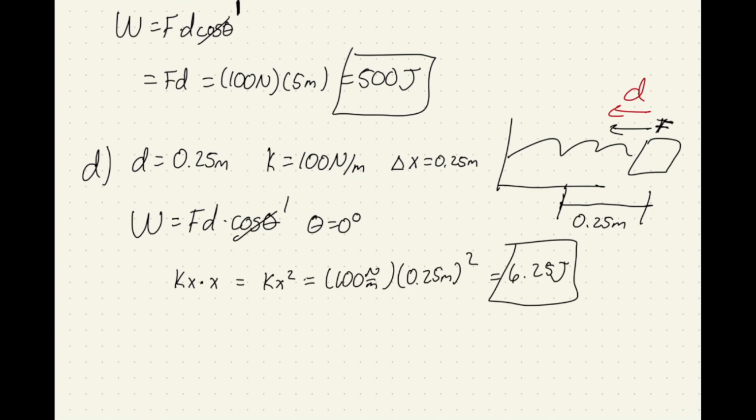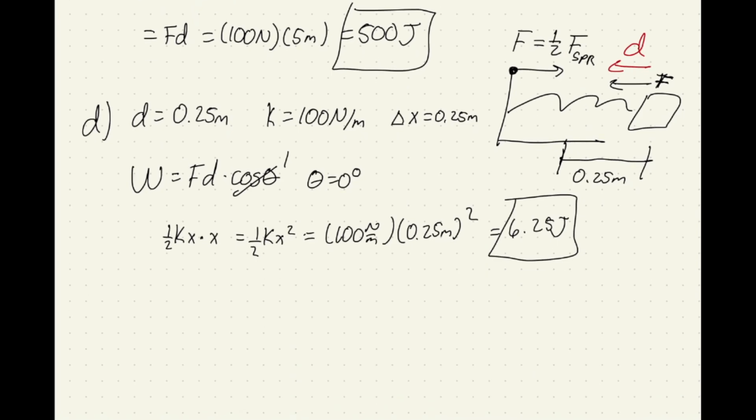But this is wrong. The reason it's wrong is because the spring, through Newton's third law, is going to exert a force on the mass, but it's also going to exert a force on the wall in this direction. And so the force that the mass experiences is going to be 1/2 of the spring force. So the equation we should get is actually 1/2 kx times x, or 1/2 kx squared. And so the value we got is too big. It's actually twice as big.